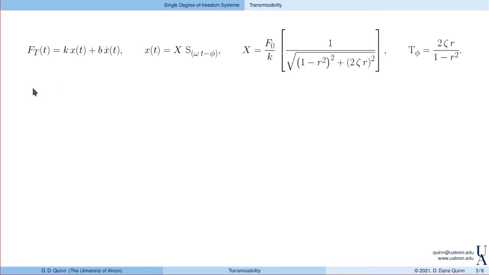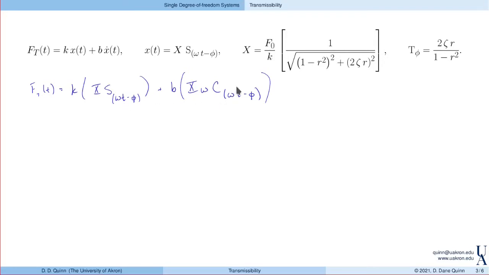So let's do that. So here F of t is equal to k times x. Well, x here is amplitude sine omega t minus the phase shift, plus b times x dot. Well, so I have to take a derivative of this. That's okay, I can do that. X omega cosine omega t minus phi. So here, what I'd like to do is combine these two pieces, right? Because after all, I have a sine and a cosine.